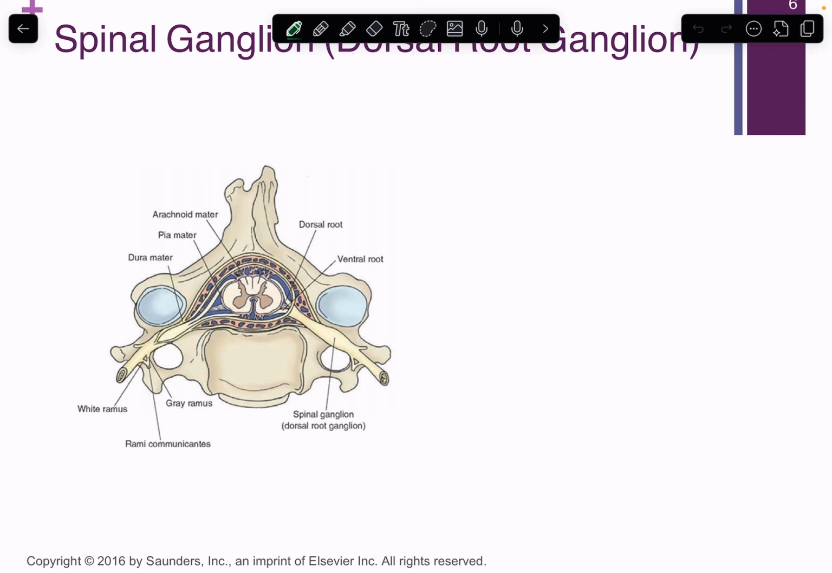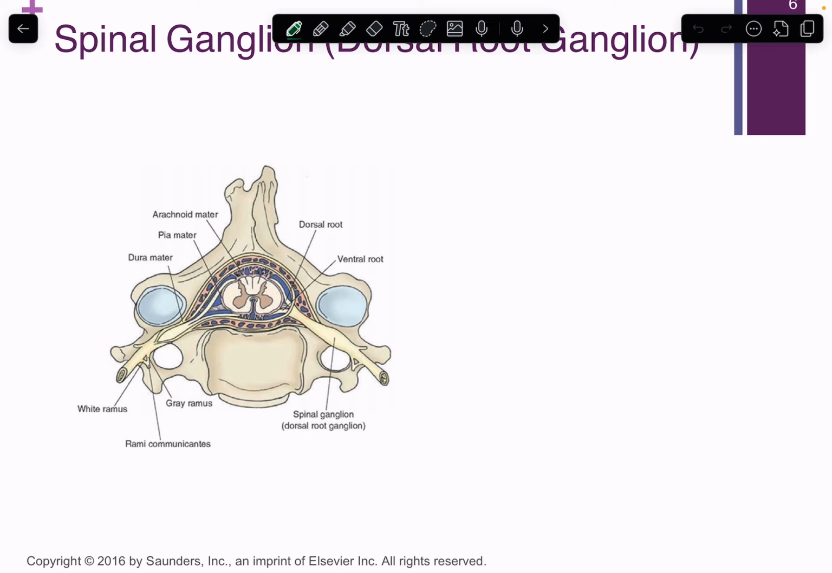So the space between the dura and the vertebrae is called the epidural space. It contains fat and blood vessels. So this space is where epidural anesthesia is administered, okay, in the epidural space, during certain surgical procedures or childbirth to block pain in the lower body.